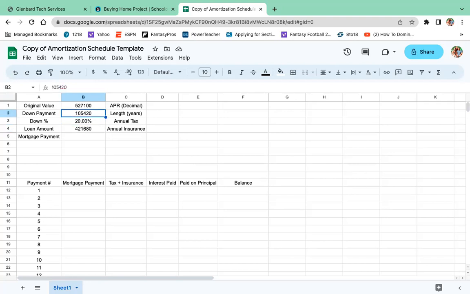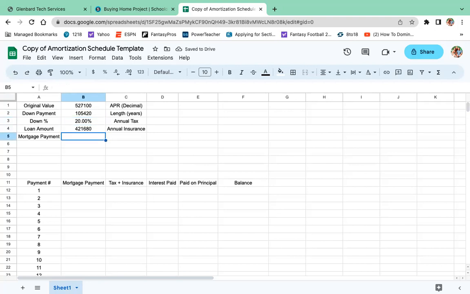So now if I change my down payment, it's going to change my loan amount. It's going to auto change. So there's only so many things I actually have to type in, and then the spreadsheet will do the rest.